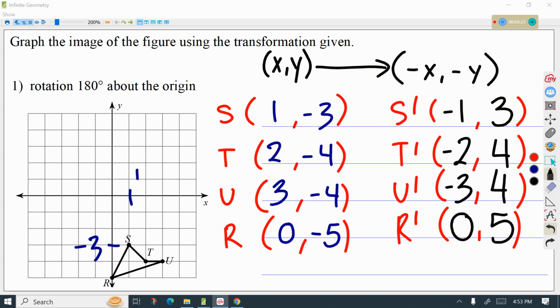All right, so to put S prime, I'm going to go left 1 and up 3, and that's S prime. Now for T prime, I'm going to go left 2 and up 4. So that's T prime. And then for U prime, I have to go left 3 and up 4. So U prime is right there. And then to get R prime, I have to go in the middle, and I just go up 5. So that's my R prime. I'll do that in red so it stands out more. And we get to connect these points the right way. Okay, so be patient. And that would be the way you want to rotate the shape.